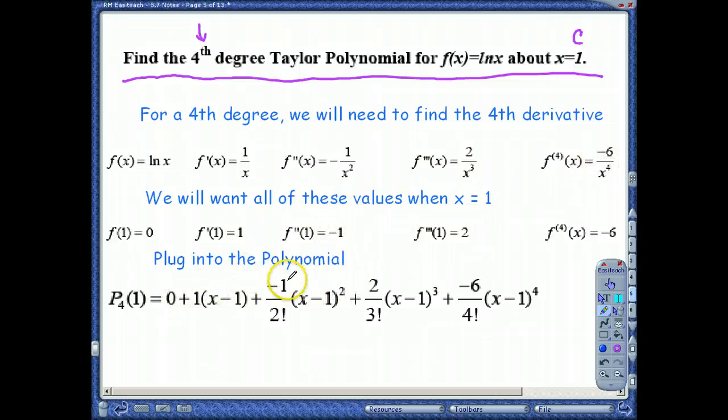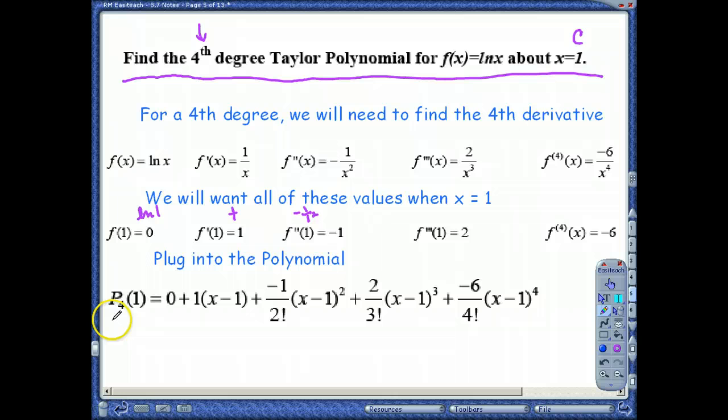Now remember, these top values right here are the derivative's value at c. So I take my original function and I put 1 in for all the x's. So I actually have the natural log of 1, which is 0. Here I put the 1 in for the x, so I have 1 over 1, which is 1. Here I put that 1 in for the x, so I have negative 1 over 1 squared, which is negative 1. I put the 1 in here, so I get 2. I put the 1 in, I get negative 6. So these are the values that go on top.